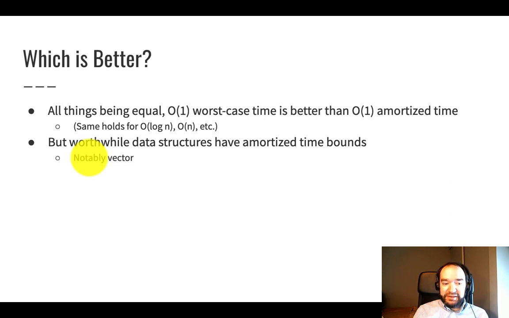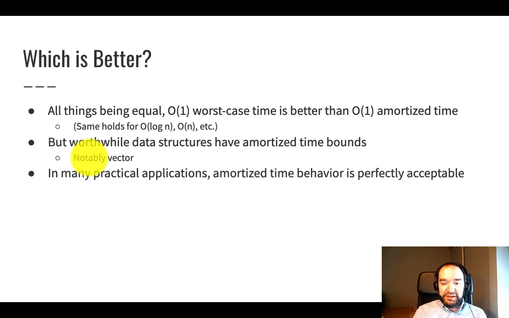Notably, the vector is one, and the vector is probably the most practical data structure. In languages like C++ and Java, we use the vector as our general purpose data structure to store most things. So if we completely ruled out and banned any data structure that has an amortized time bound, we wouldn't be able to use the vector, and that doesn't seem like a good choice. That's because in many practical applications, this amortized time behavior is perfectly acceptable. It doesn't really make a difference.